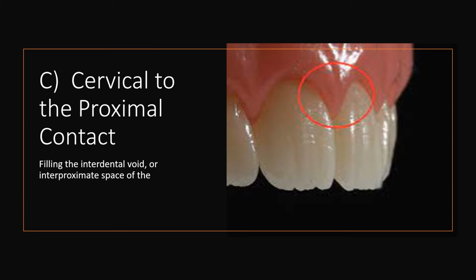So if this is the proximal contact of the teeth, it is cervical. This triangular area shown by this pink gum is filling the interdental void or the interproximal space of the cervical embrasure, and it is cervical to the contact.